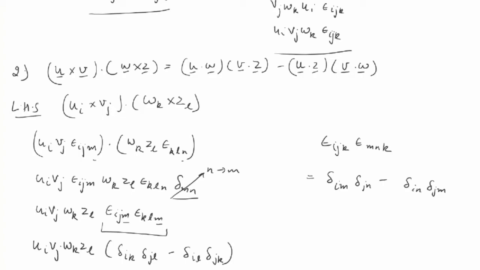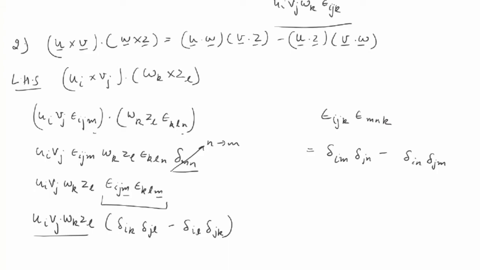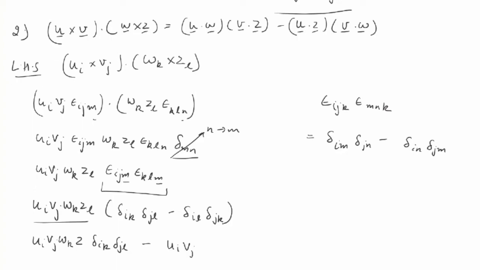Now we will write all these magnitudes of u, v, w, z with the Kronecker delta. So this will become ui vj wk zl del ik del jl minus ui vj wk zl del il del jk. Now del ik represents the dot product between i and k, and del jl represents the dot product between j and l.